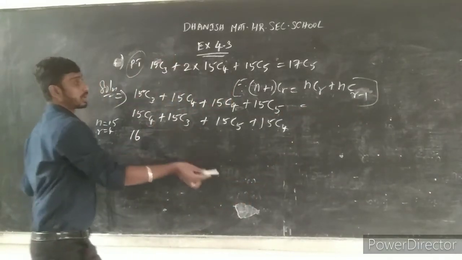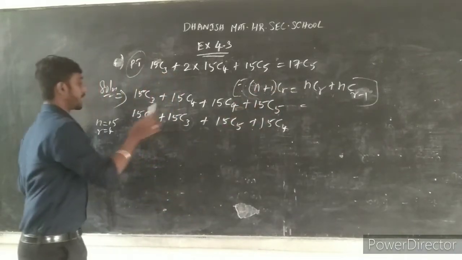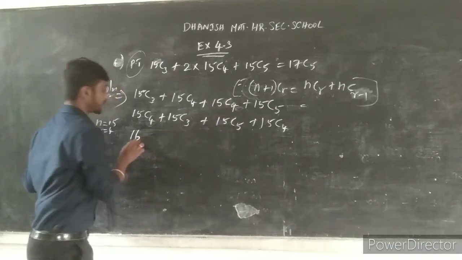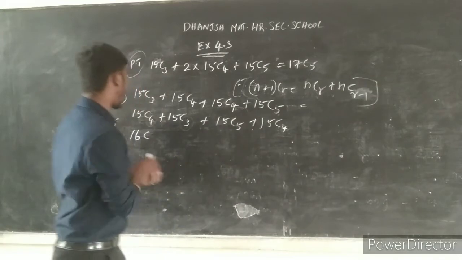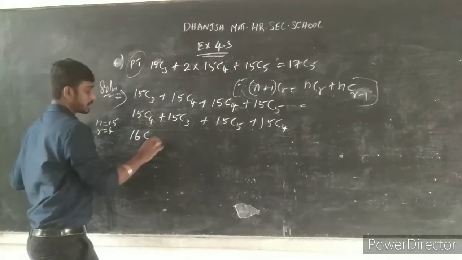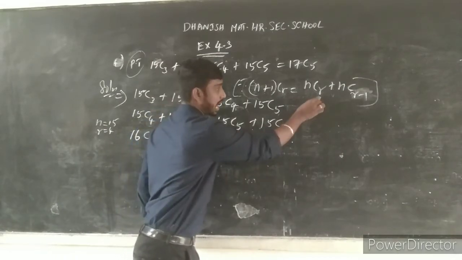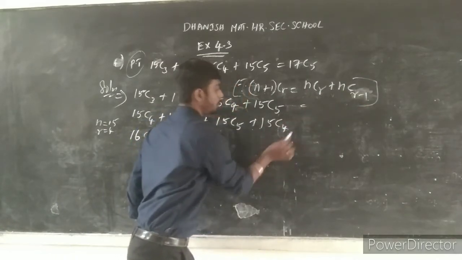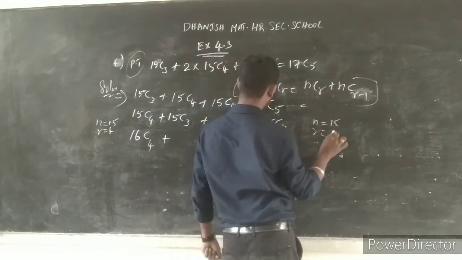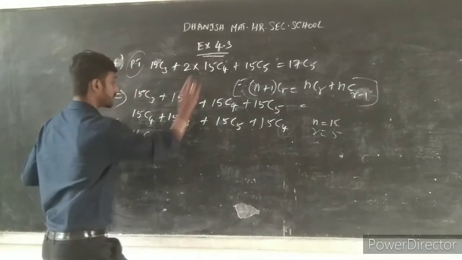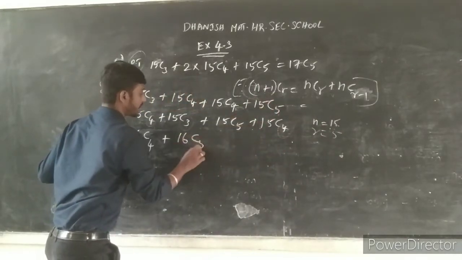Now we are going to apply this for the LHS side. (n+1)Cr: the n value is 15 plus 1, that is 16, and r is 4. Using the same formula for the next term, r is 5, and 5 minus 1 is 4. So n equals 15, r equals 5. Now write like this: 15 plus 1, 16C5.